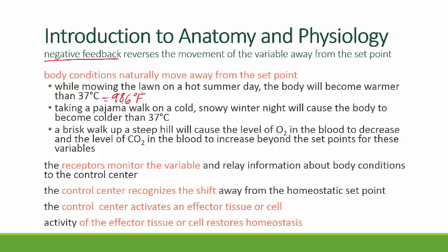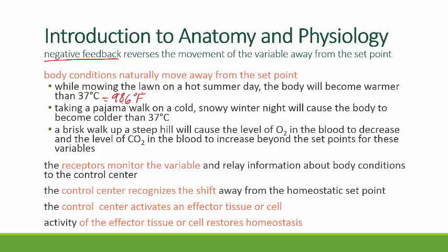We are constantly getting outside of homeostasis, and then the body makes something happen that will bring us back into homeostasis. So we have receptors that monitor these variables and relay information about what's happening in the body to the control centers. The control center will recognize the body is moving away from the set point, and it is going outside of the range of tolerance that we can manage.